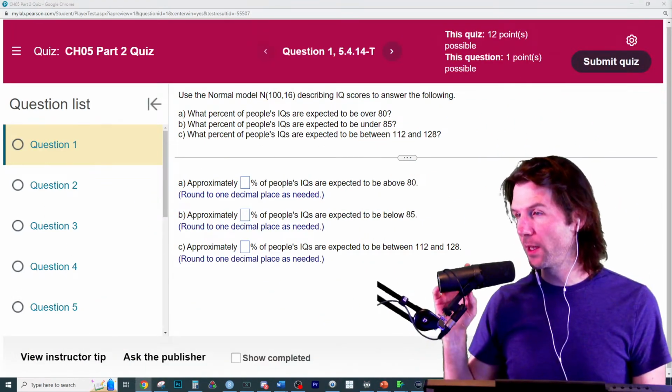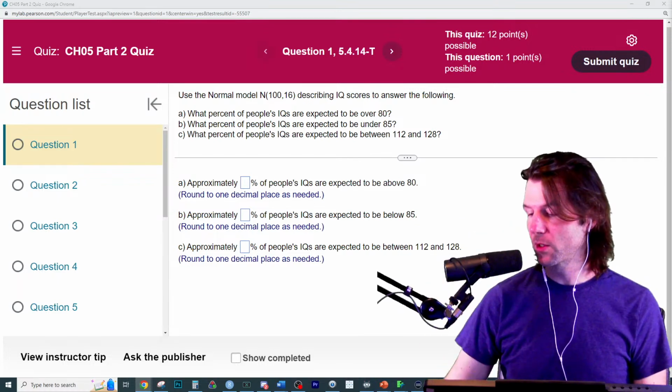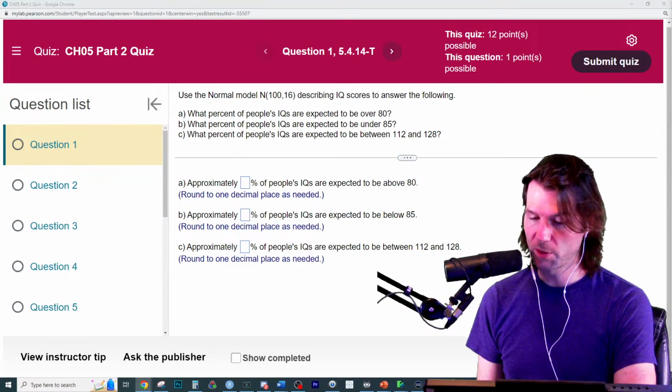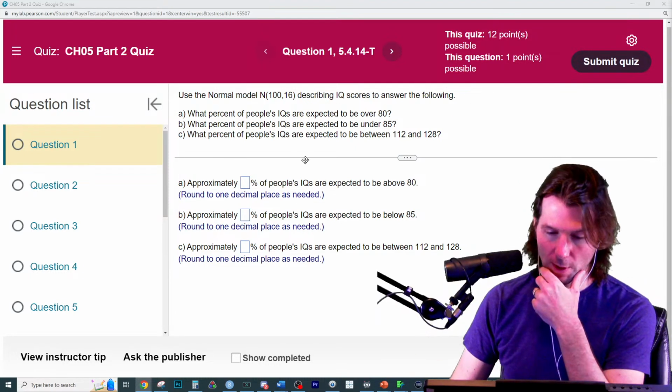Okay. So for this question right here, where do we need to go? Who can put in the chat? Where do we need to go to solve these questions? Because this does not use the empirical rule. What percent of IQs are expected to be over 80? What should that be?